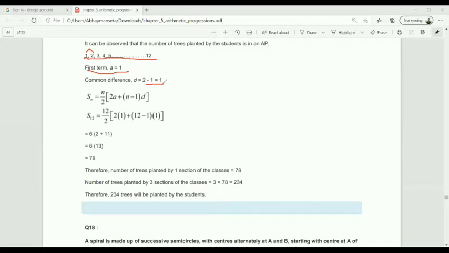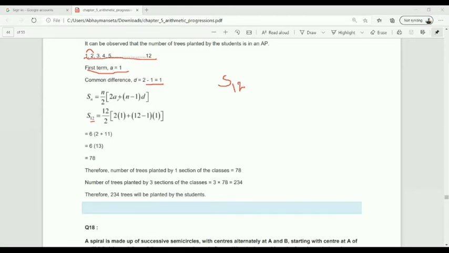Now we have to find the sum of 12 terms because there are 12 classes. So we have to find S12. Keep in mind, we have to find S12 because there are 12 classes in the school. So Sn is equal to n by 2 bracket 2a plus n minus 1 into d. Now we put n equals 12. As per the question, the value of a is 1 and the value of d is 1.